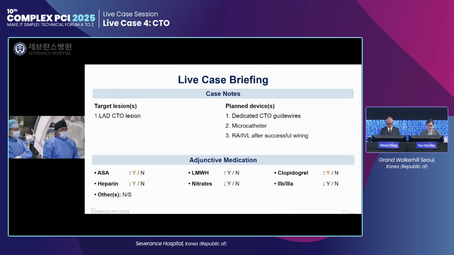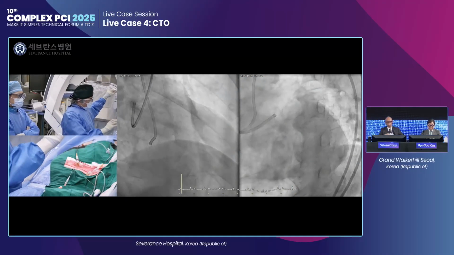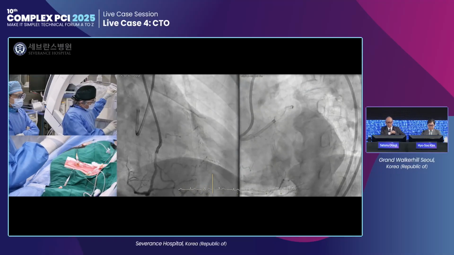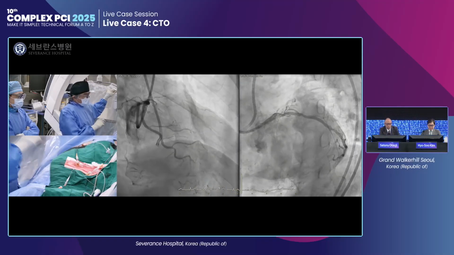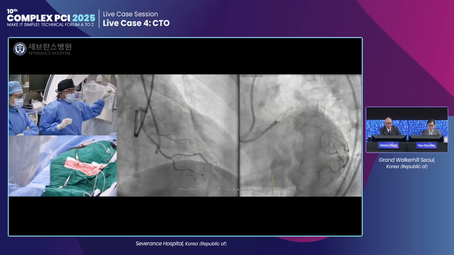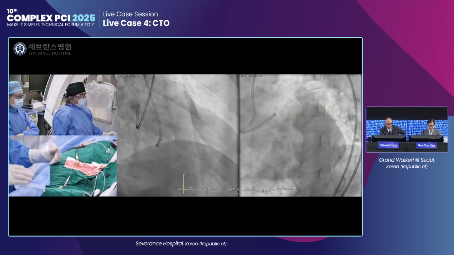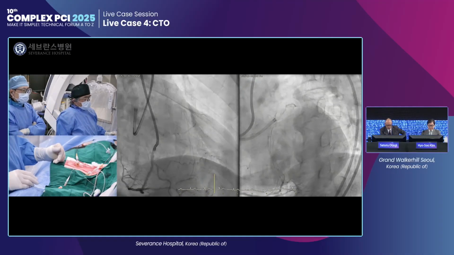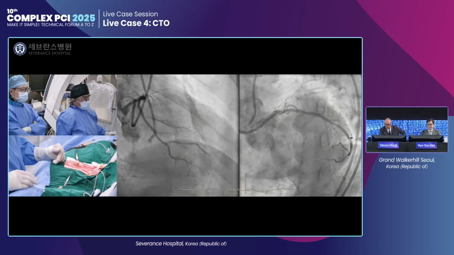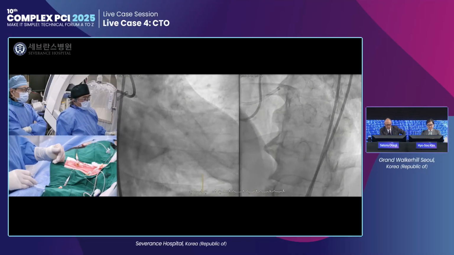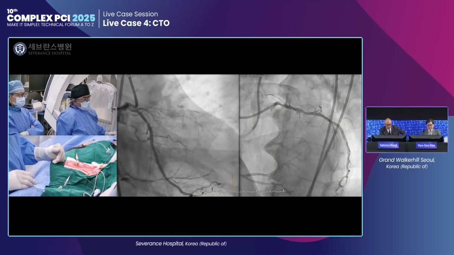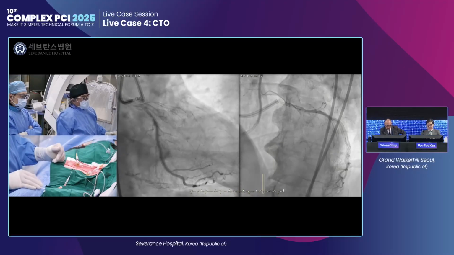Can you see the images taken today? Okay, so typically we prepare both femoral and 7 French radial. This is today's angiogram, the RAO cranial and spider view. Next one is the RAO caudal and RAO cranial view.